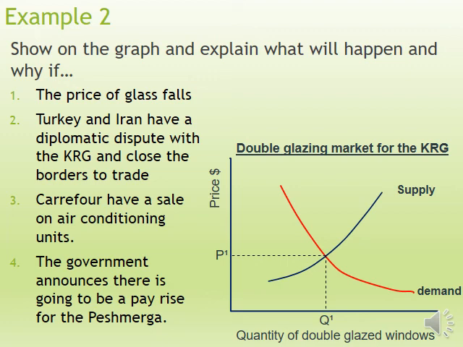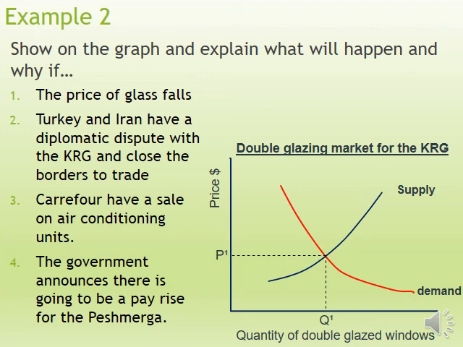What would happen if Turkey and Iran have a diplomatic dispute with the KRG and close the borders to trade? So suddenly Turkey and Iran are no longer trading with Kurdistan. So remember, this has happened in the past. Remember when 2-3 years ago the KRG had an illegal, by international law at least, an illegal referendum, and Turkey and Iran closed the borders to the KRG for a period of time before they were able to negotiate peace again.